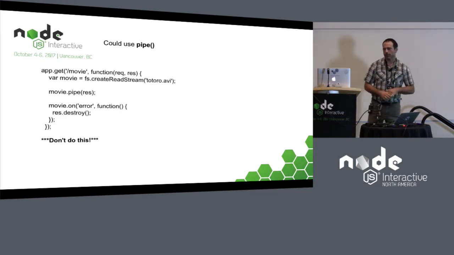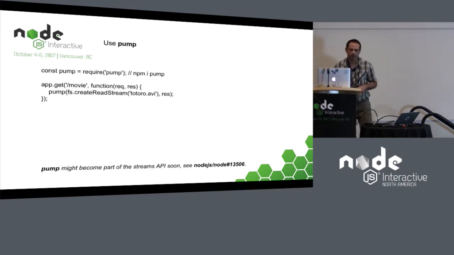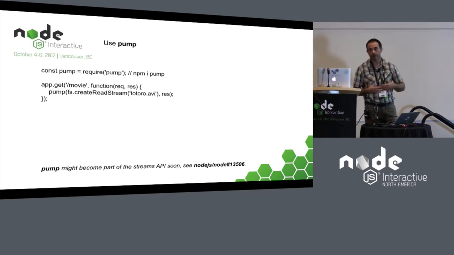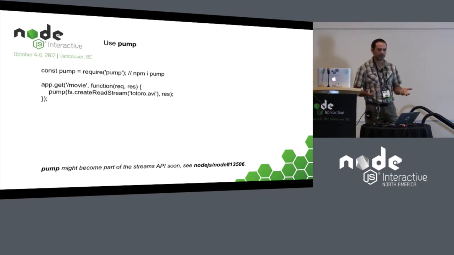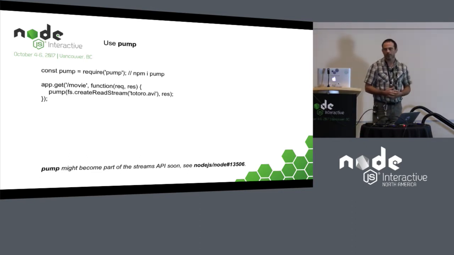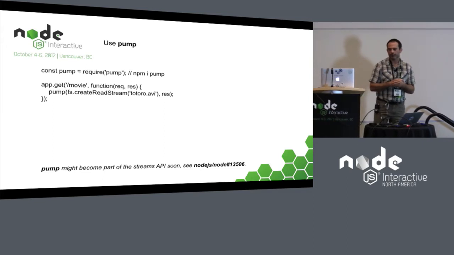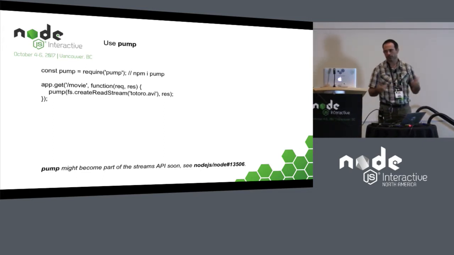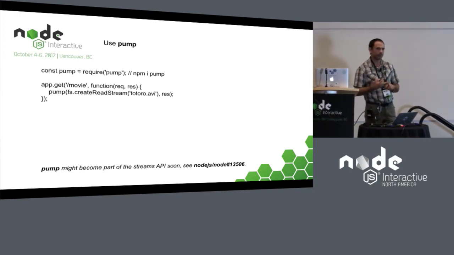So this is correct code, and you should not write it, in my opinion, and in the opinion of many people who use streams. Even in heavy stream shops, I've talked to a few who in code review will reject any code that makes calls to the pipe method. So you should be using the pump module. Pump basically does what you just saw. It does a pipe, but it also propagates errors.